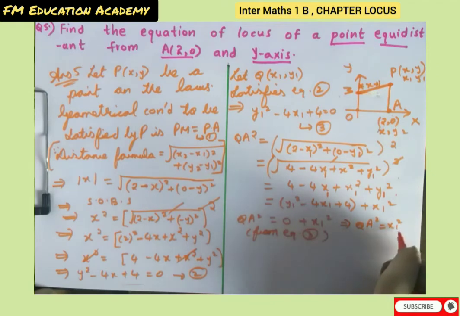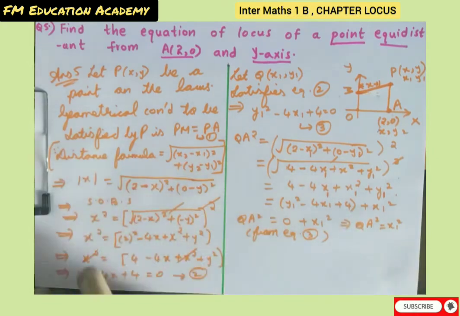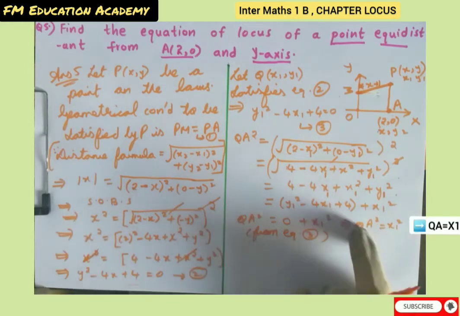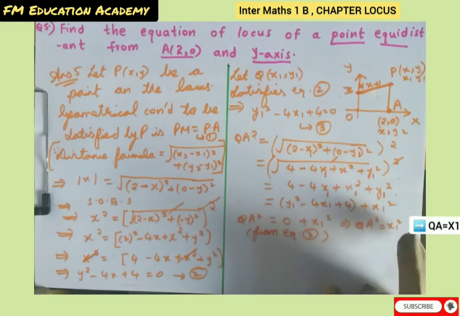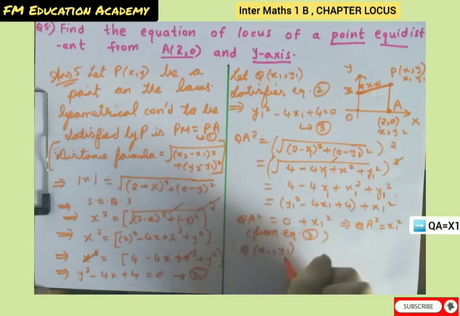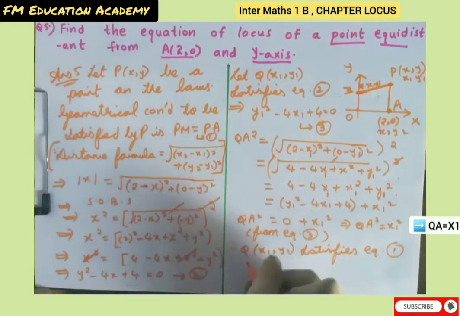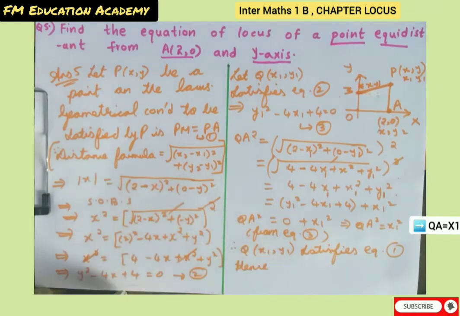So QA square is equals to x1 square means, what is QA here? This is our QA, this is our x. So we have successfully made QA square equal to x1 square. So we can say now that Q x1 y1 satisfies equation 1. Since it is satisfying equation 1, this condition is satisfied. So we can say our equation of locus is y square minus 4x plus 4 is equals to 0.